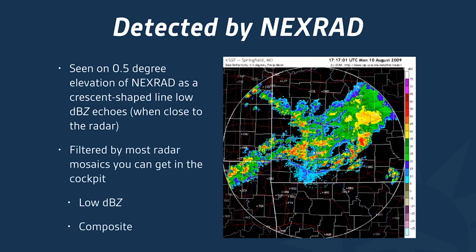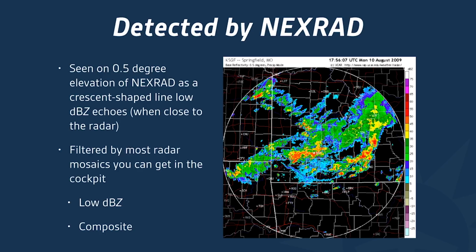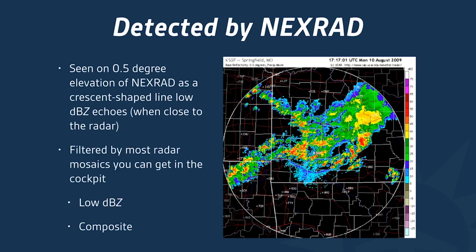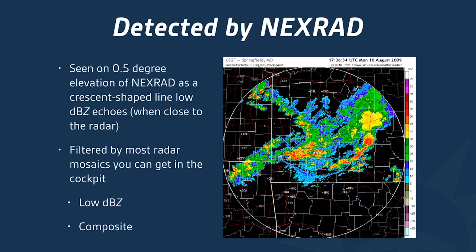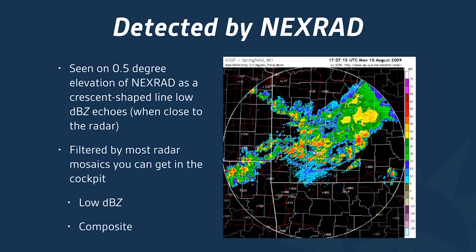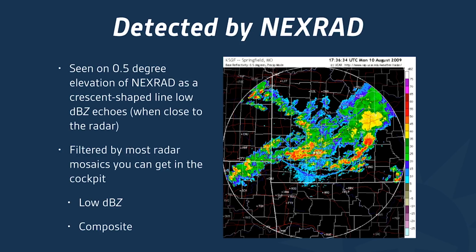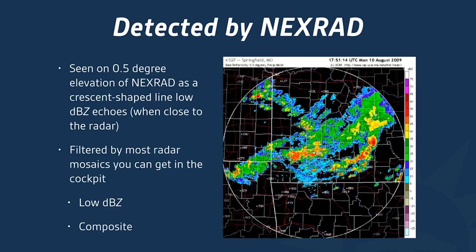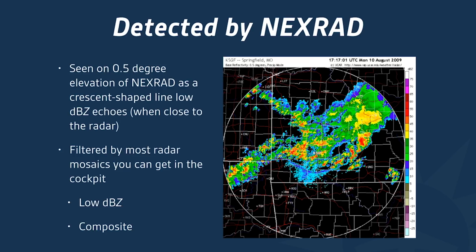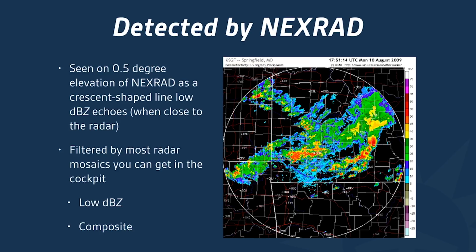But it happens to be filtered by most of the radar mosaics that you can get in the cockpit, primarily because it's a very low reflectivity. You can see all the colors here in the blues in that outflow boundary moving south from Missouri into Arkansas. And it's also true that most of the radar images you can get in the cockpit are all composite reflective image. A lot of times those are masked out by returns out of the thunderstorm anvil as well.